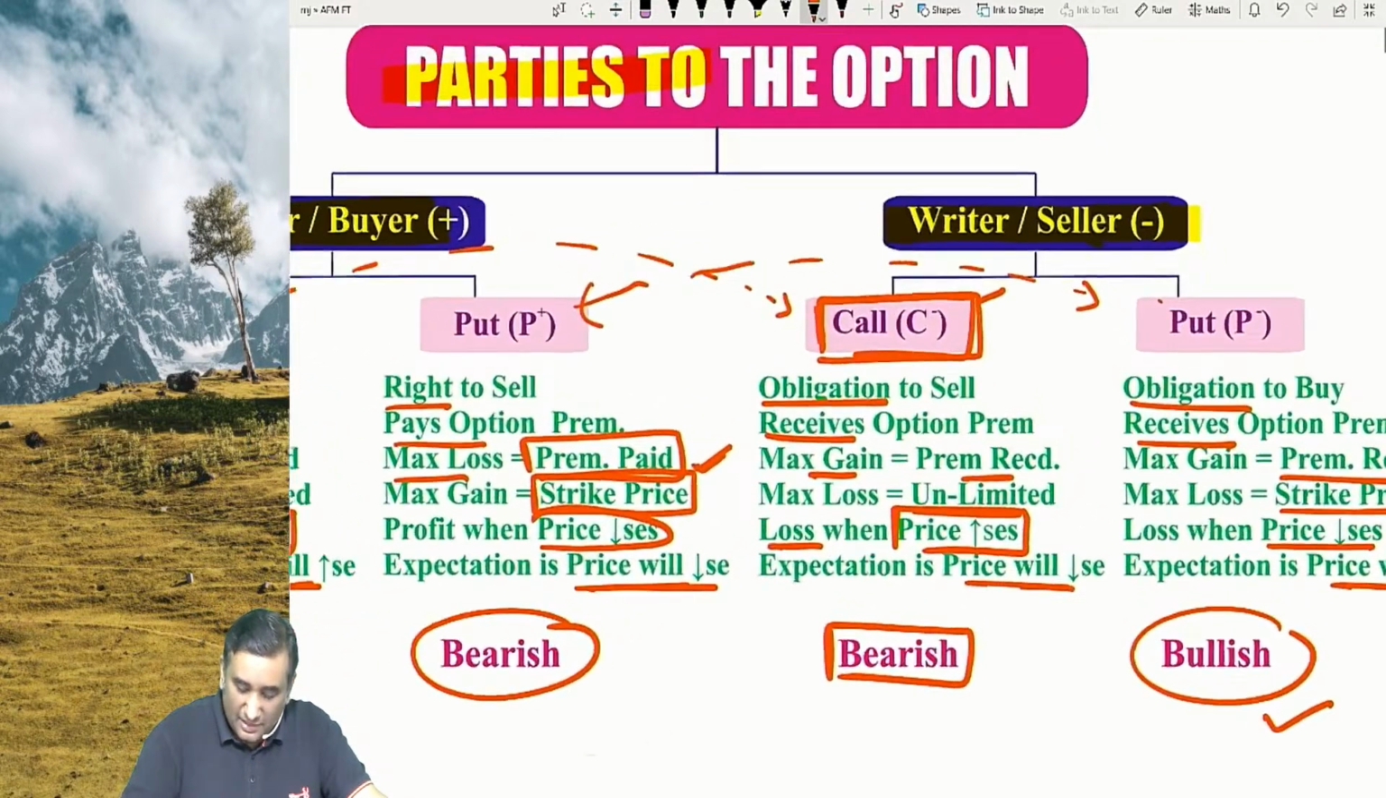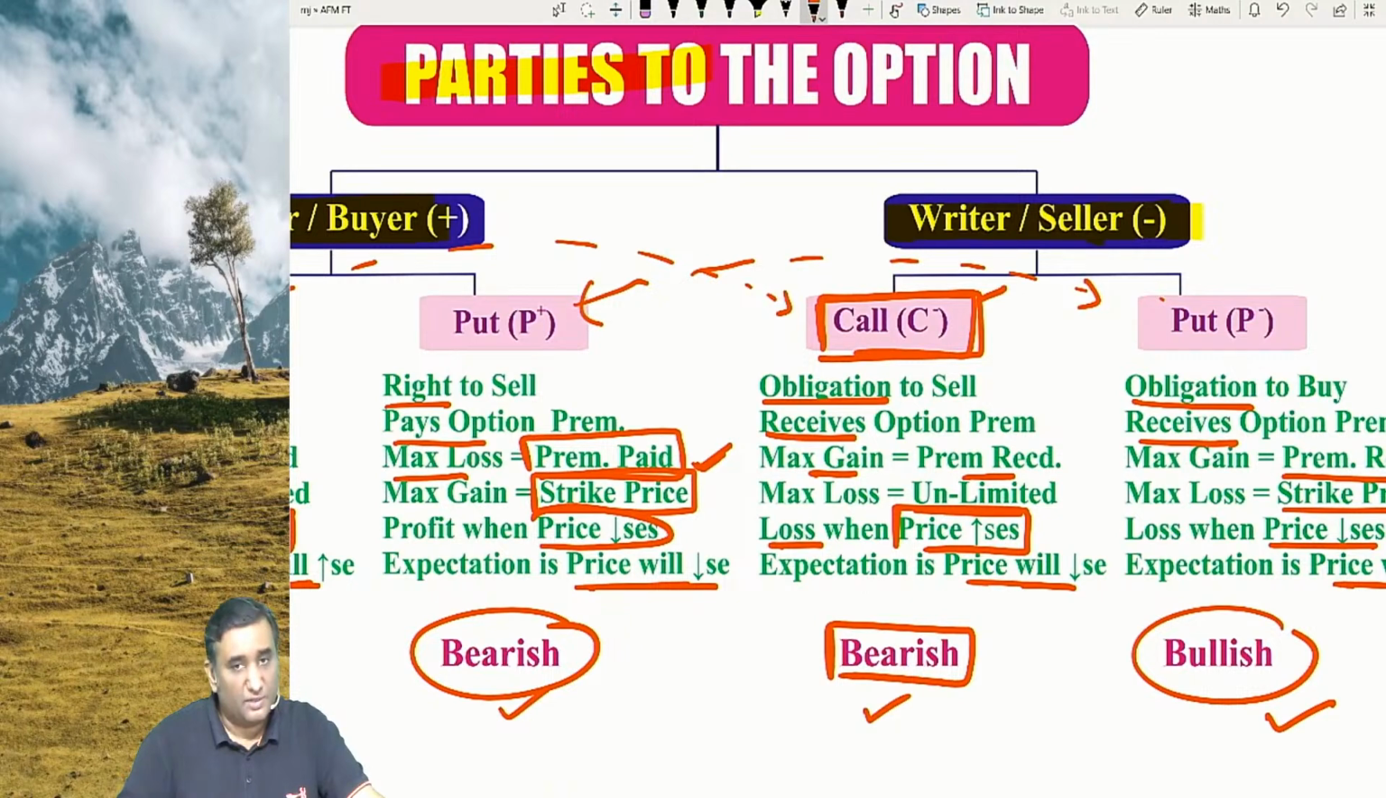Some students might ask, sir, he is also bearish, he is also bearish. Then why does the call writer take unlimited loss and become bearish, whereas the put holder can have limited loss and become bearish? There is a difference between the holder and writer.